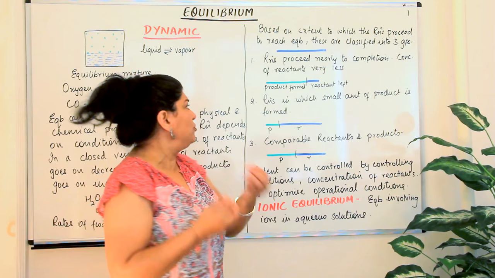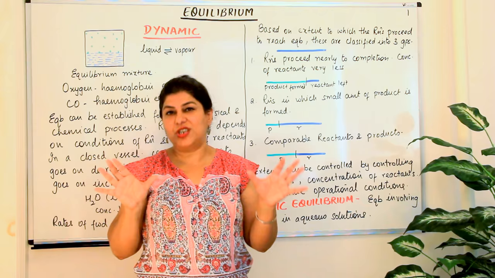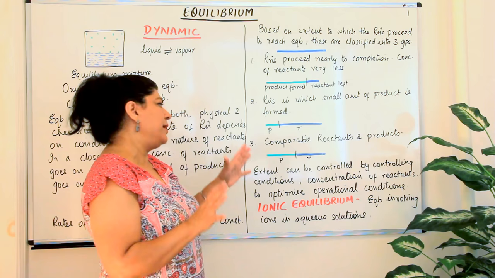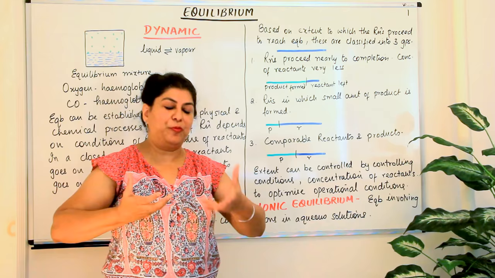So these are reactions in which a small amount of product is formed, and equilibrium is established very quickly. And then there is a third category where there are comparable reactants and products, which means they are almost equal, or one may be a little bit more than the other. This is almost 50%, close to 50, 60, 40, you could say. So here the amount of reactant left and the product formed would almost be equal.